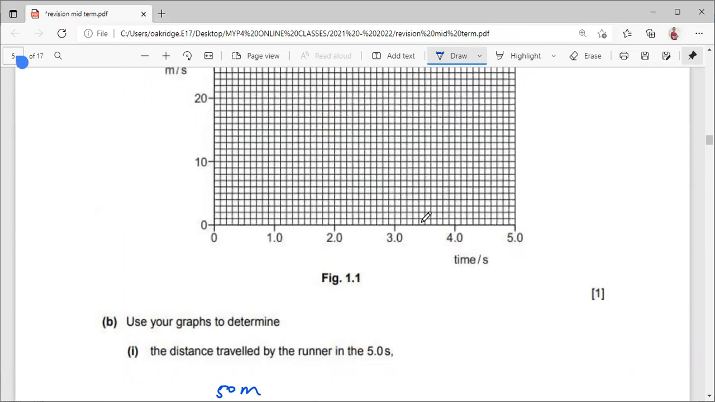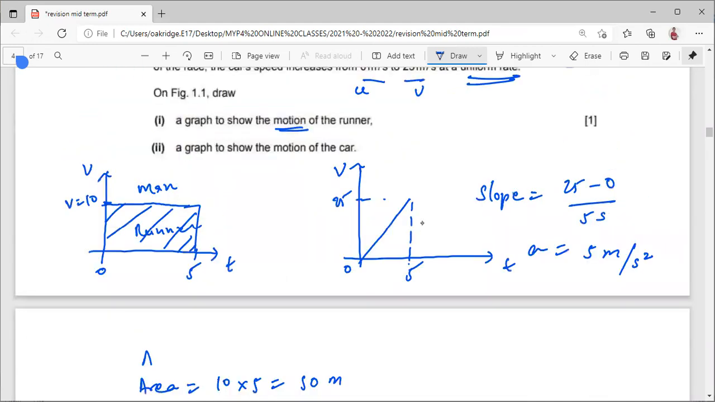Distance traveled by the car in 5 seconds. In the same time, what is the distance traveled? What is the distance traveled over here? Area of the graph. This area.